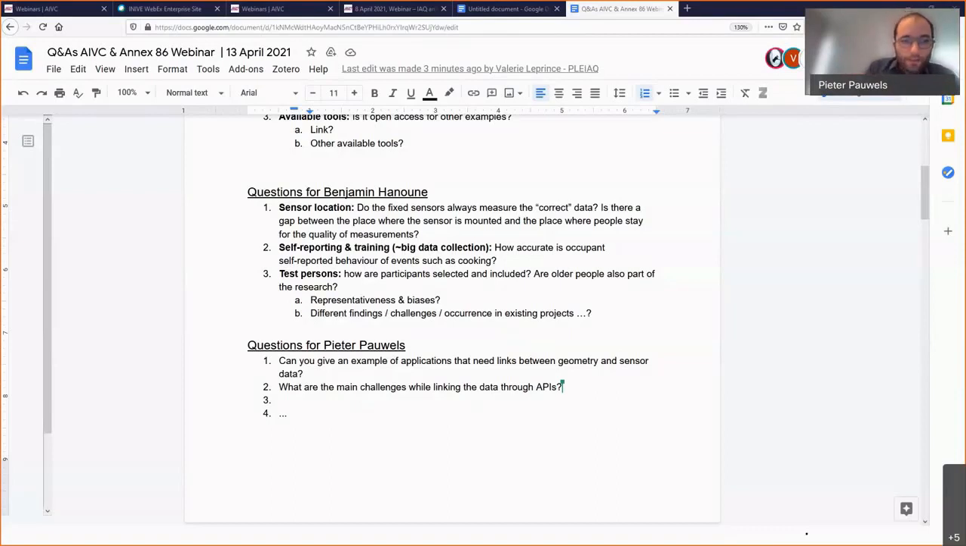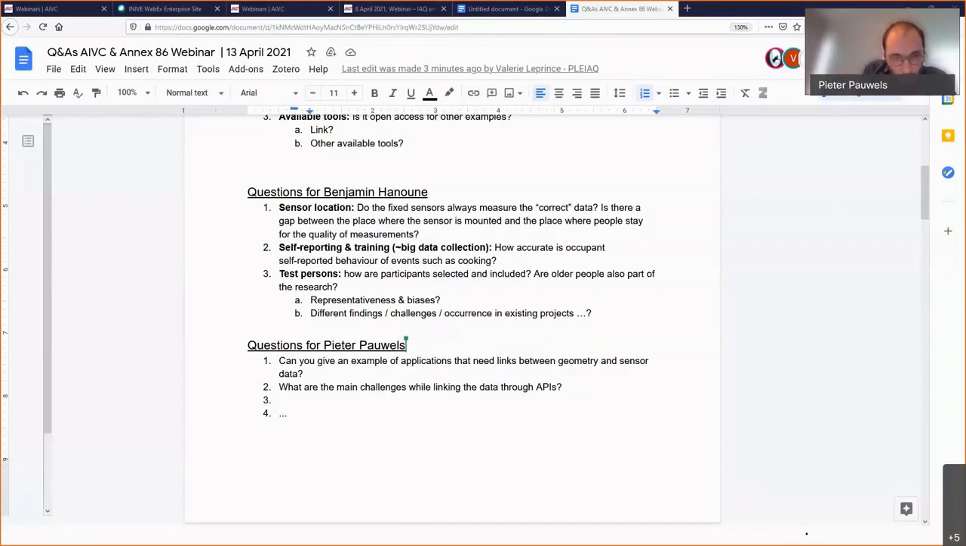Yeah, I can. Example of applications that need links between geometry and sensor data. I think you can already see this in the application that Wouter showed in the beginning, which had 3D geometry in the browser, including sensor data. So what I think we want to have there is at least to be able to know where the sensors are and how the data is linked to which sensor, to know where they are in 3D geometrical space, because that also matters. So it's to some extent also to enable better understanding by the user, which I think is important.